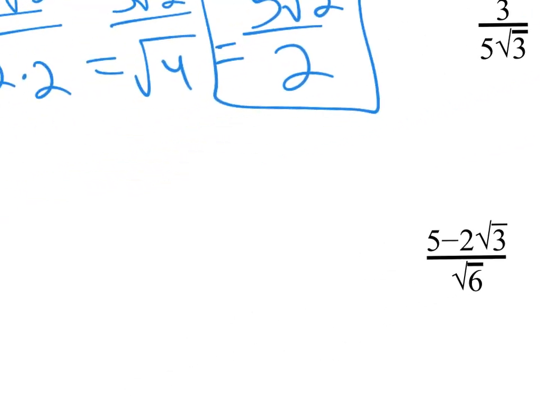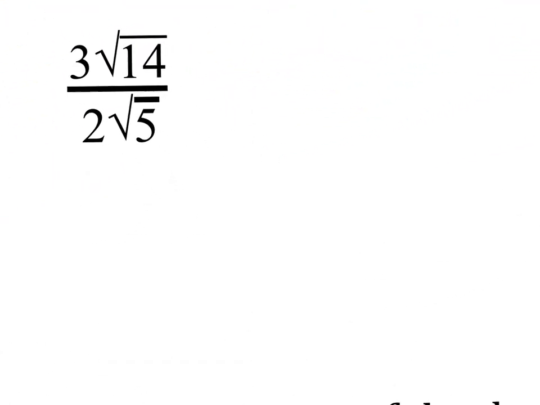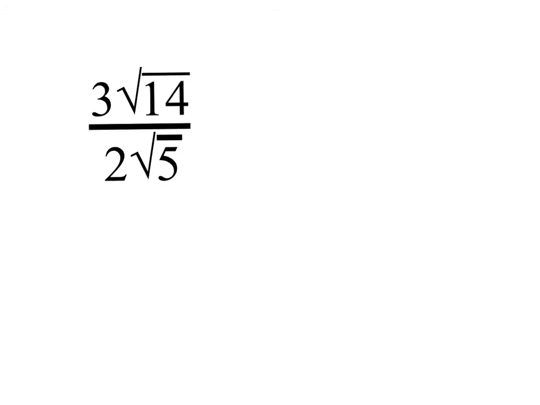Let's look at another example. So looking at this example, we have 3 square root of 14 over 2 times the square root of 5. So we always want to multiply by the radical that's on the bottom. So here we see that we have the square root of 5 on the bottom, so multiplying both top and bottom by the square root of 5. So let's multiply the top first.